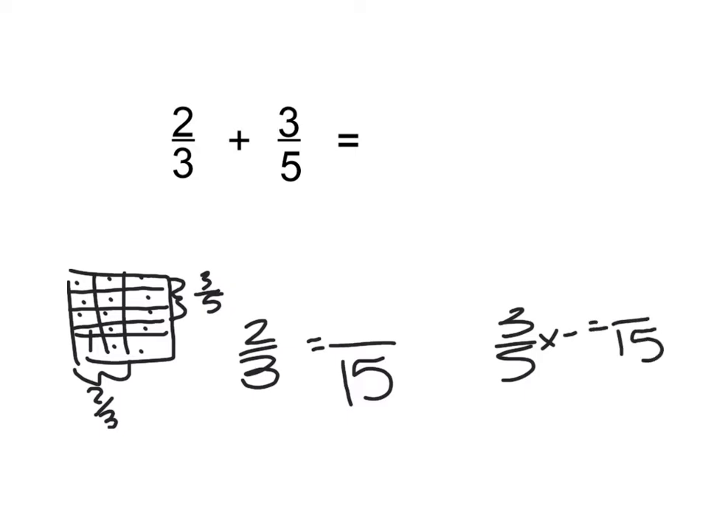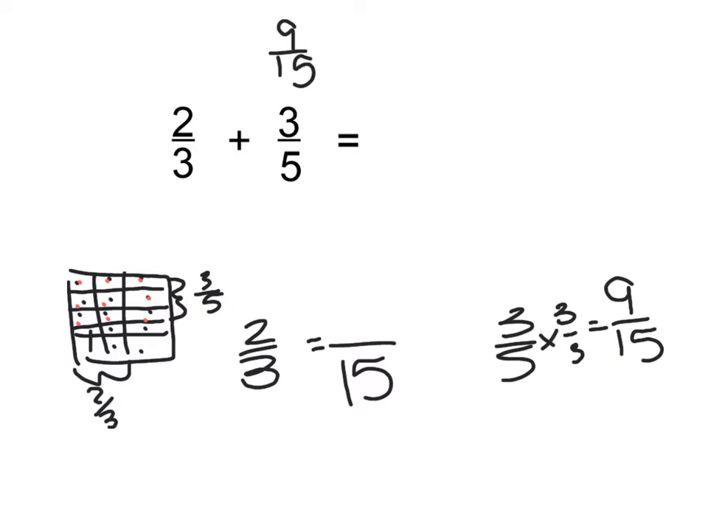So 2/3 is going to equal something over 15, and 3/5 is going to equal something over 15. It looks like 3/5 is 1, 2, 3, 4, 5, 6, 7, 8, 9 15ths. So we did 3 times 3. 5 times 3 is 15. So we multiplied 3/5 times 3 over 3 to get 9 15ths. 3 times 3 is 9. 5 times 3 is 15. So 3/5 is equal to 9 15ths.